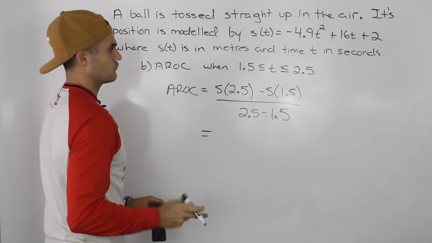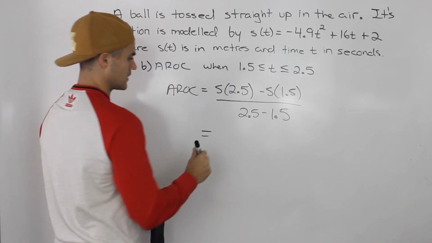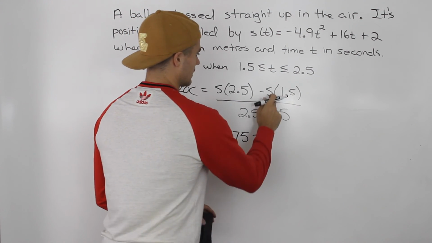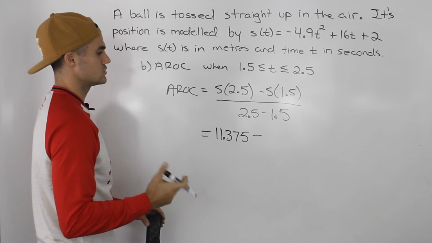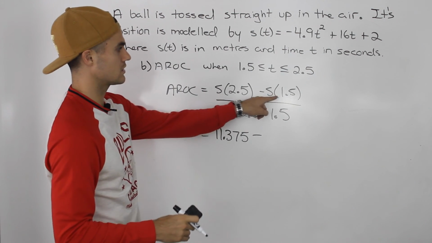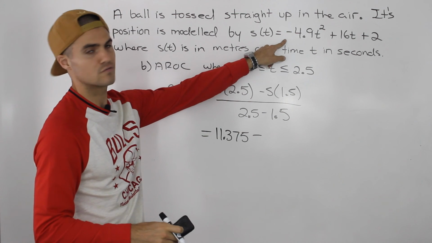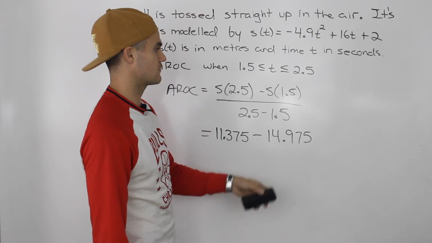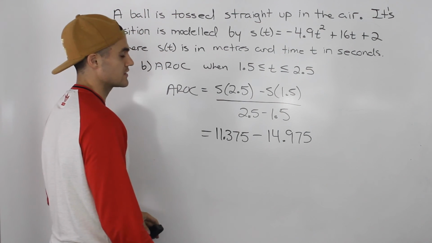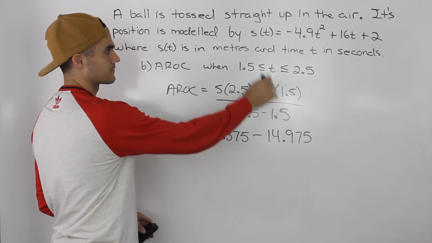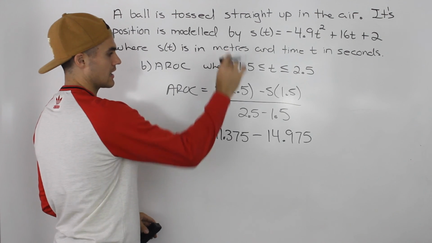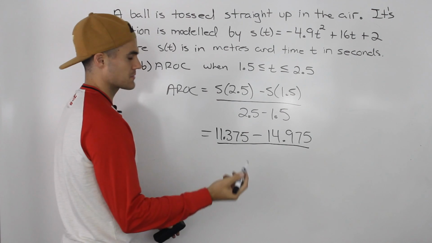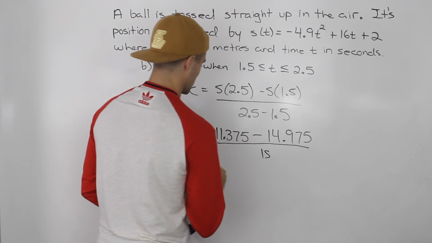Now S of 2.5, we actually solved that in part A. We know that that's 11.375. S of 1.5 though, we didn't do. So what you would do here is you would plug in 1.5 into the function for t. And when you do that, you end up getting 14.975. So that's what S of 1.5 is. So that's the height at a time of 1.5 seconds. And then the denominator, 2.5 seconds minus 1.5 seconds, that's just 1 second.